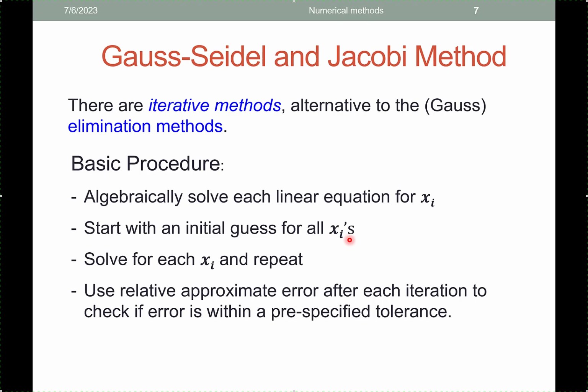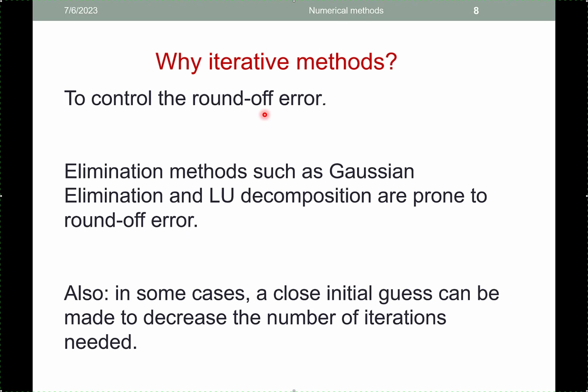So xi represents, if you have 3 variables, x1, x2, and x3. And then solve for each variable and repeat using the equations that you rearranged. Use the relative approximate error after each iteration to check if the error is within a pre-specified tolerance, like we did before. So why should we use these iterative methods?